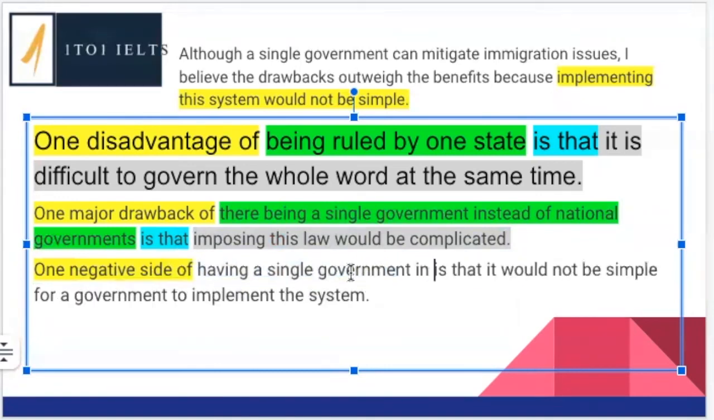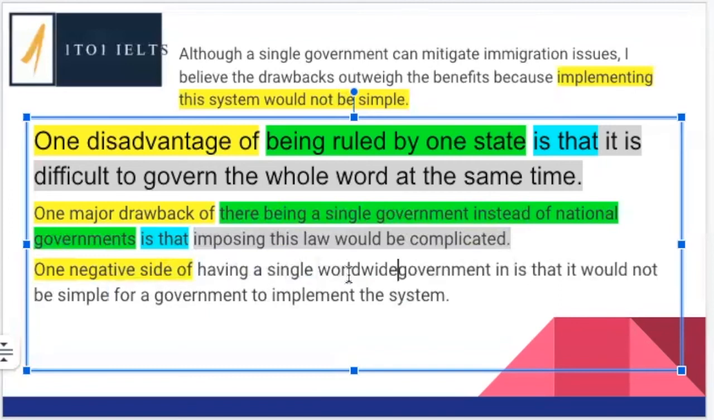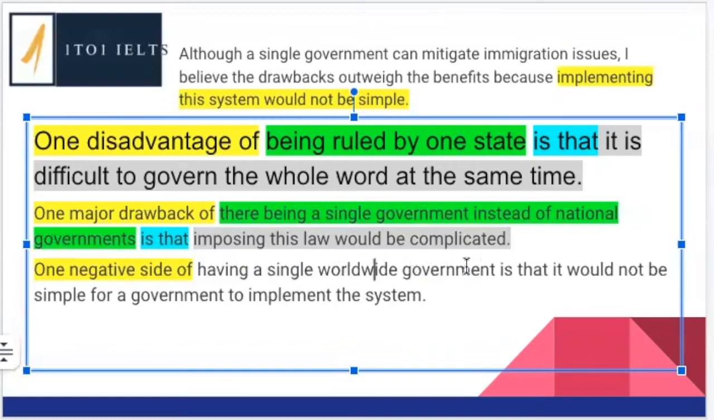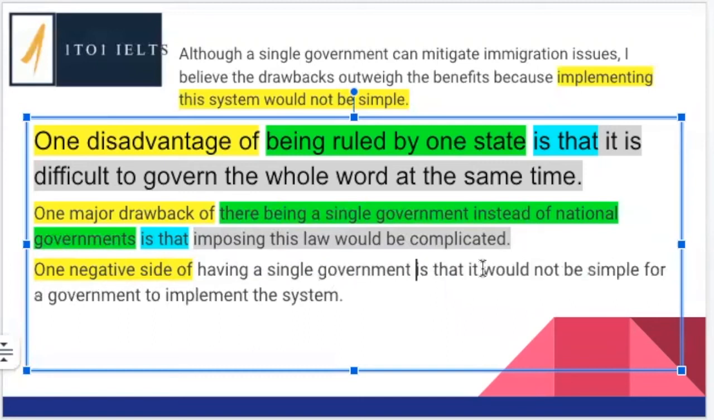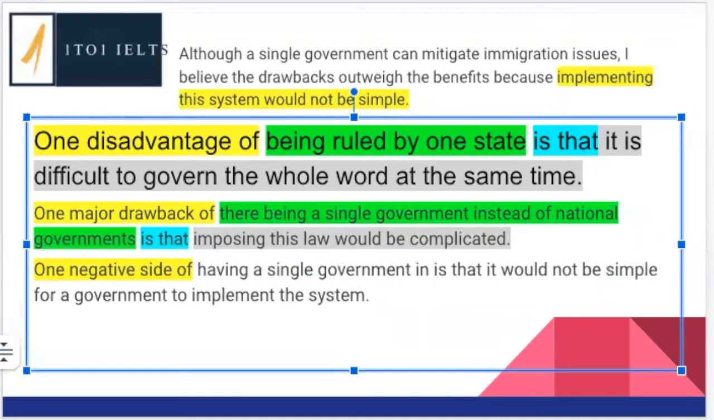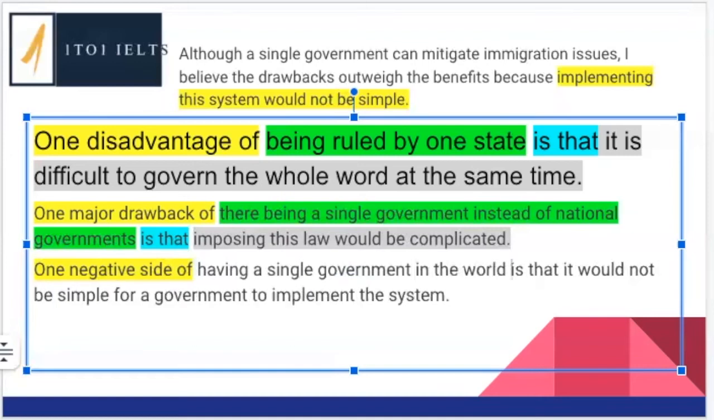So if you want to use worldwide, it being an adjective, we put it here. If you want to use this prepositional phrase, we have a prepositional phrase of place, which is also possible. So prepositional phrases of place do come at the end, but then we need a noun. So the noun form of worldwide is the world. Okay. So both of these options are okay. Having a single worldwide government or having a single government in the world. Either of these are grammatically okay.